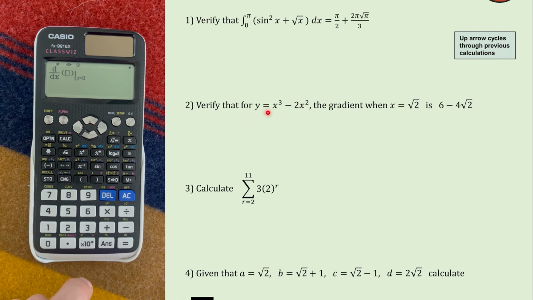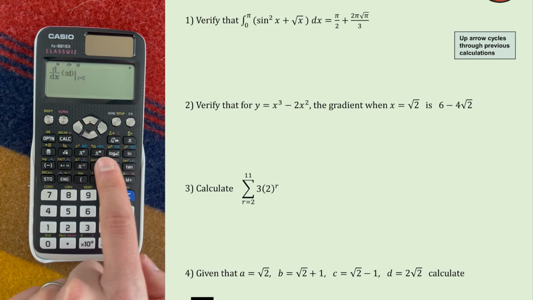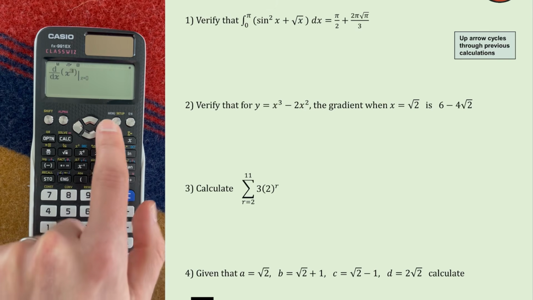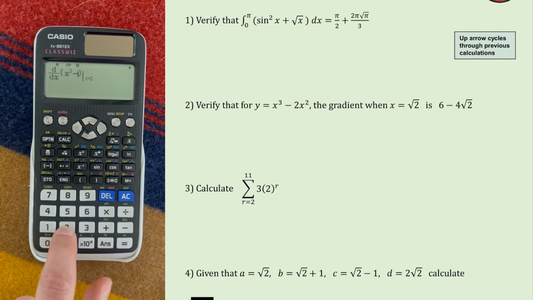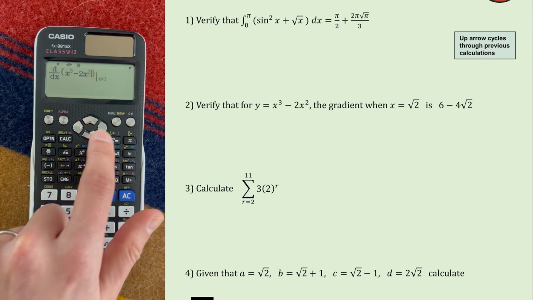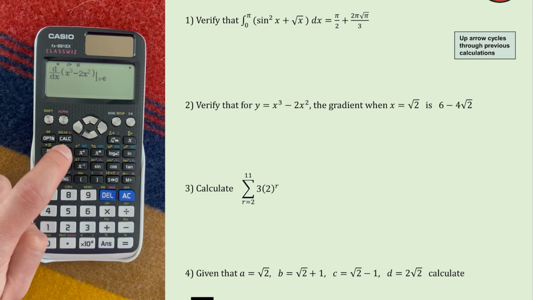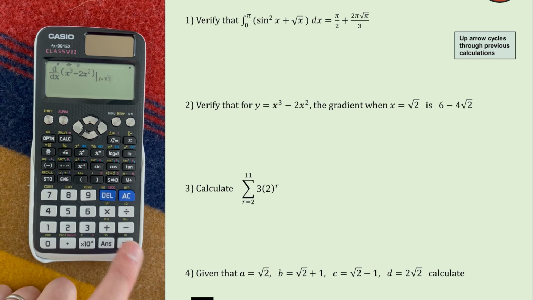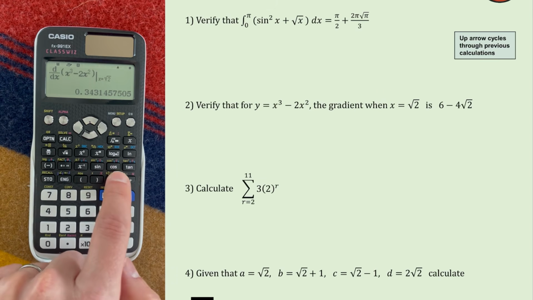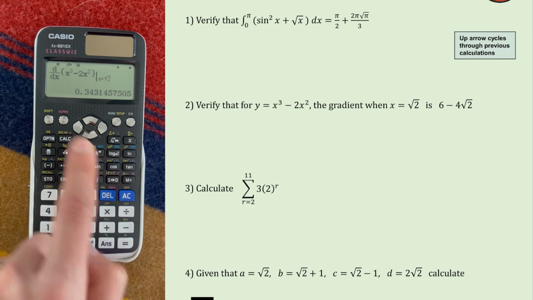We're going to type in this function, again using the x button. So it's going to be x cubed minus 2x squared. And it's going to evaluate it. This line means evaluate it when x is equal to root 2. Press equals, and it comes up like this, and this calculator is not very powerful. It's going to give it as a decimal.